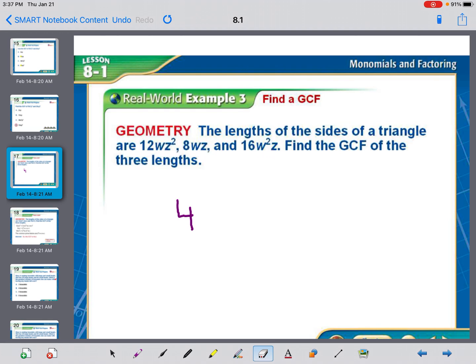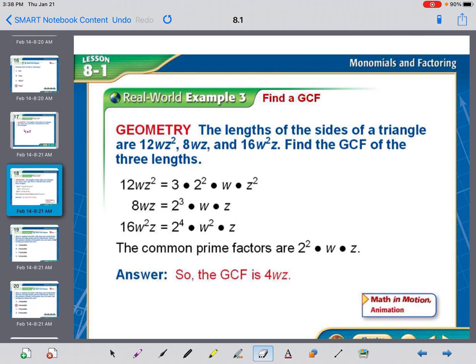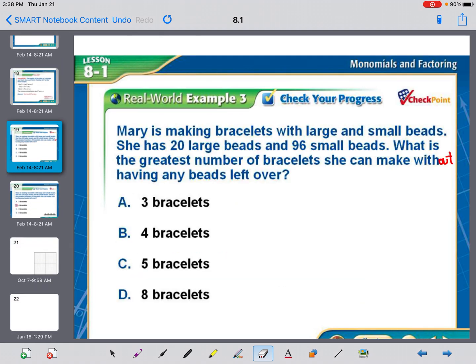Next, we have to look at the variables and ask the question about the least. Do they have a W in common? Yes. Where's it found the least? W to the first. That happens here and here, so it's W. Do they have a Z in common? The answer is yes. Where's it found the least? Well, it's Z, and that happens here and here, right? Because this is Z squared, but we're not looking for the most, we're looking for the least, so it's that. 4WZ is the greatest common factor of these 3 terms.